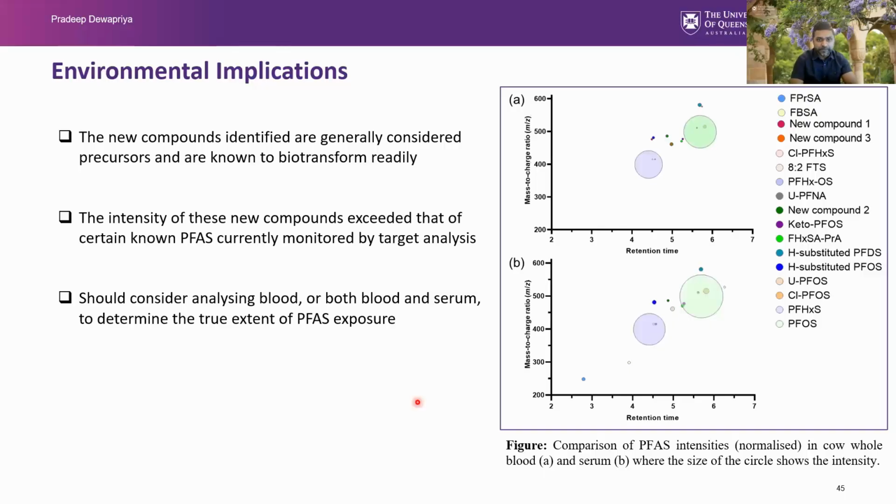so-called precursors. Secondly, the relative intensity of some of the compounds detected in this study is greater than those normally monitored in biomonitoring studies. So these compounds can't be neglected anymore, I guess. And we noticed that there's a substantial difference between blood and serum profiles in cows. So it would be great to include both blood and serum extraction to capture the true PFAS exposure profile in biomonitoring studies.